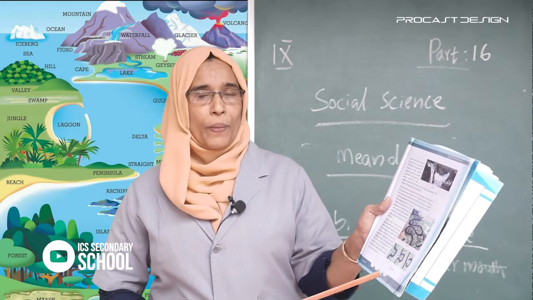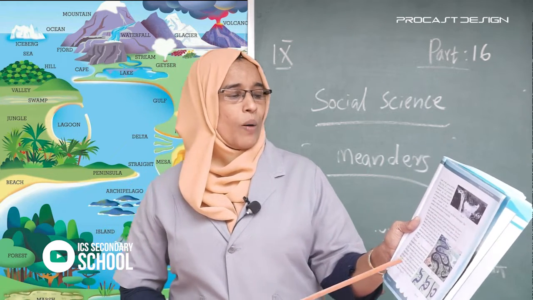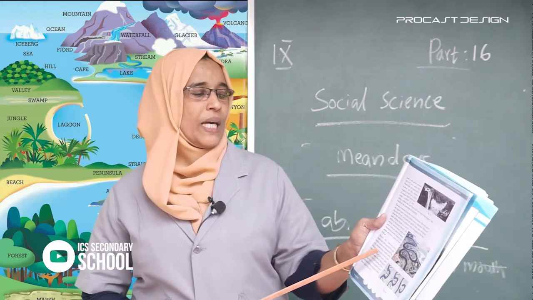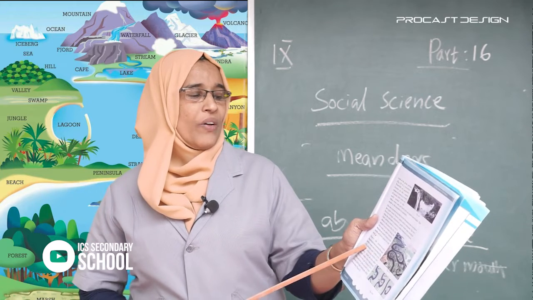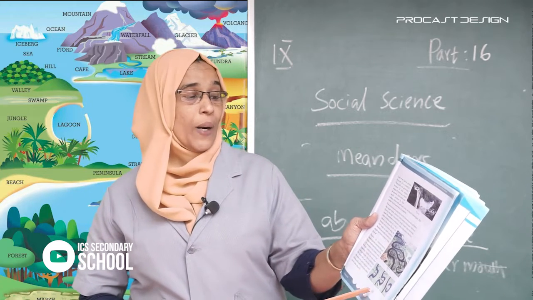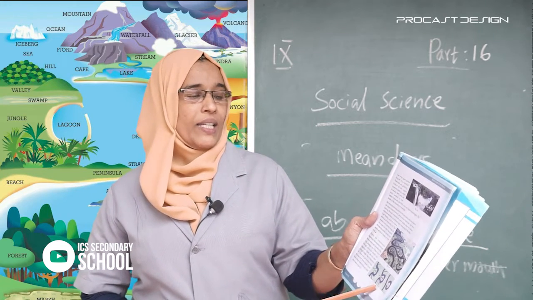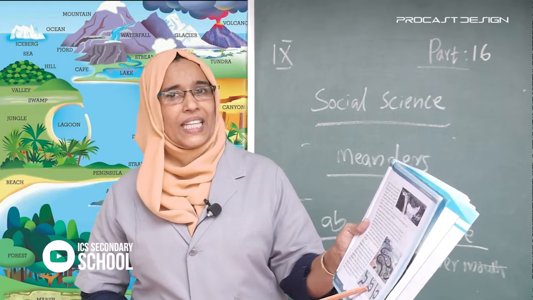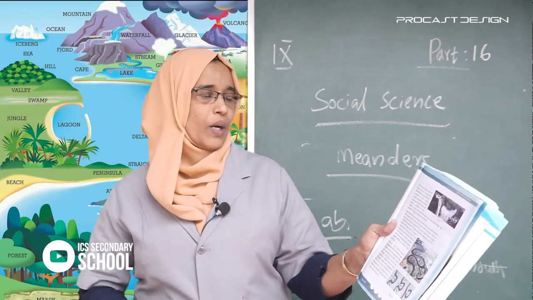Observe Figure 4.10. Observe the transformation happening in the meanders through the features of erosion and deposition. The meanders and oxbow lakes are seen in the middle course of the river.